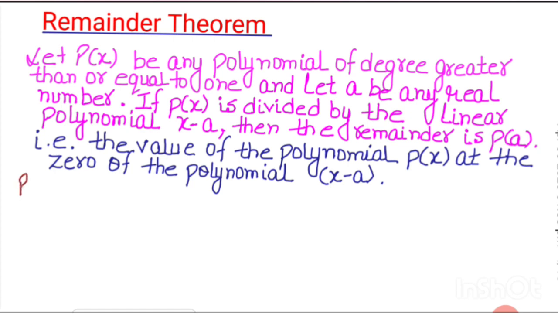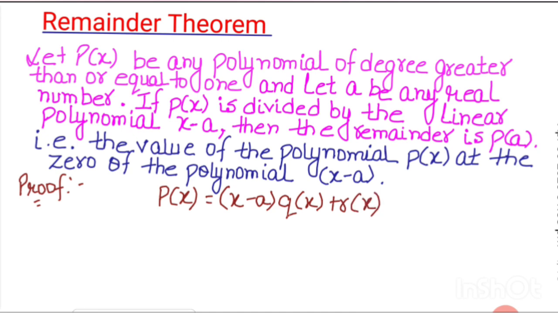Now the proof of this remainder theorem: division algorithm states that p(x) equals x minus a, that is the divisor, multiplied by quotient plus remainder. Here q(x) is the quotient, r(x) is the remainder and x minus a is the divisor. The degree of x minus a is 1, so degree of remainder is less than degree of divisor, that is degree of remainder r(x) is less than 1, which means 0. So I can assume r(x) equals r, a constant.